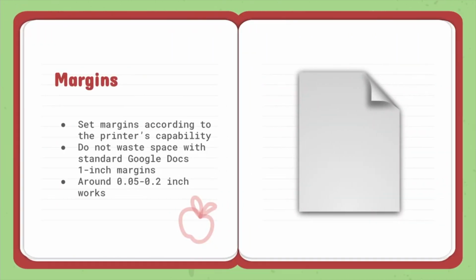Margins: don't use the Google Docs standard margins, but set margins according to the printer's capability. You can set the margins on Google Docs by clicking File and then Page Setup, and usually do around 0.2 inches on all sides, but some printers only go up to 0.5 inches. So you just have to know what your printer can support, but always go smaller than 1 inch. Never use the default margins, because that'll cost you a lot of words.